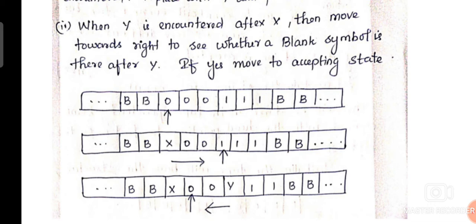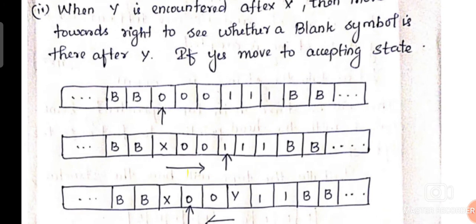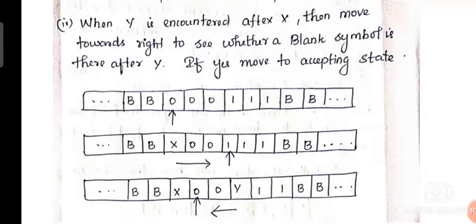Now we can see the tape structure for each and every step. Initially the head pointer will be pointing to the first 0, it will be replaced by x, and the head pointer will move in the right direction until it encounters the leftmost 1. When it encounters the leftmost 1, it will be replaced by y, then the head pointer will move towards left.